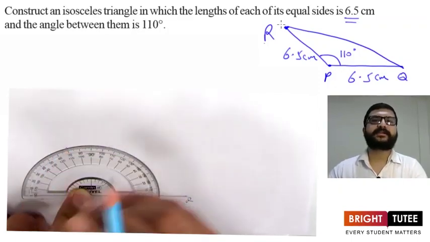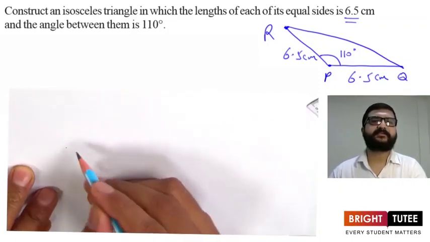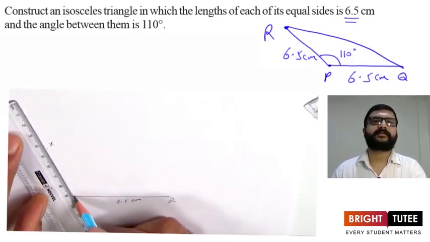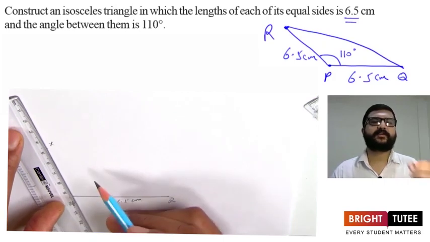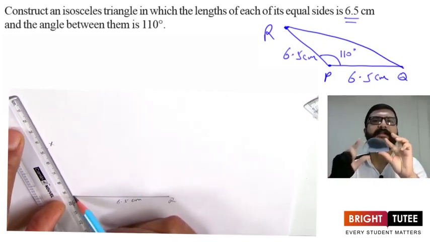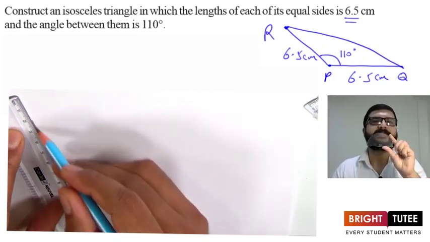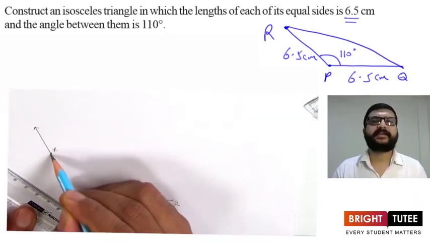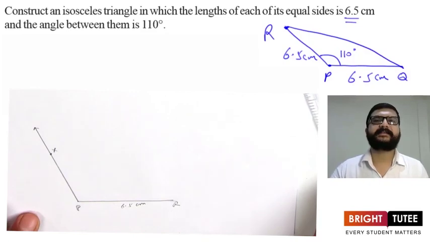So here we have to construct a 110 degrees angle. So it will be like this. We have to draw this angle using a protractor. Using this protractor, we can draw the angle of 110 degrees at P. At this vertex P, we have to draw a 110 degrees angle. So here, let's say this is the 110 degrees angle. This angle is 110 degrees.